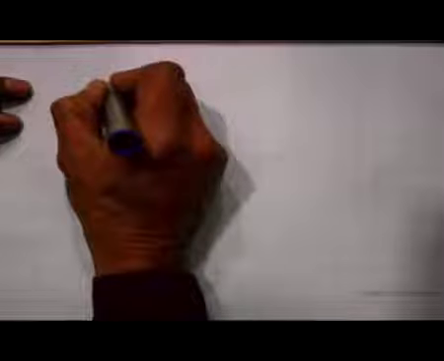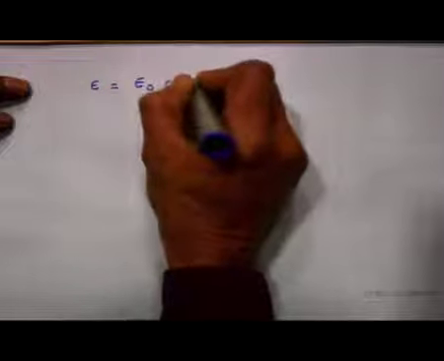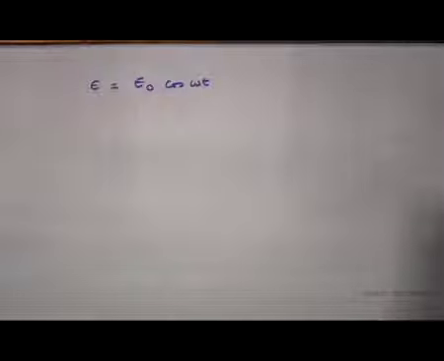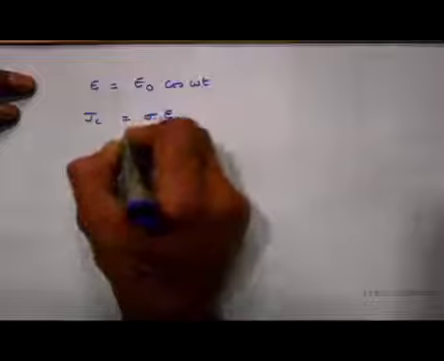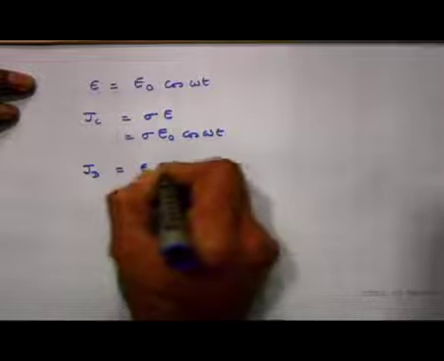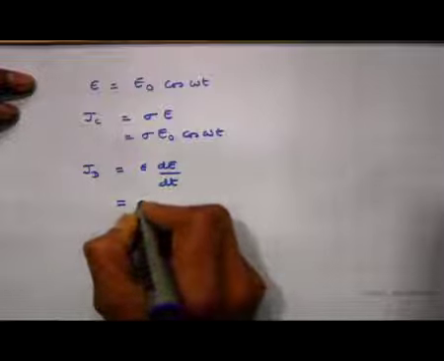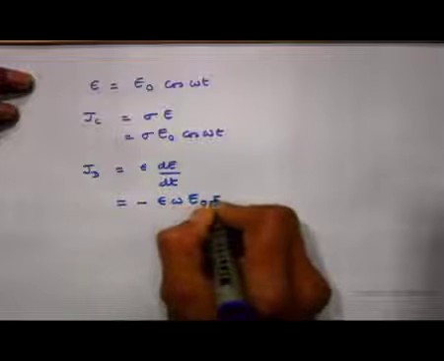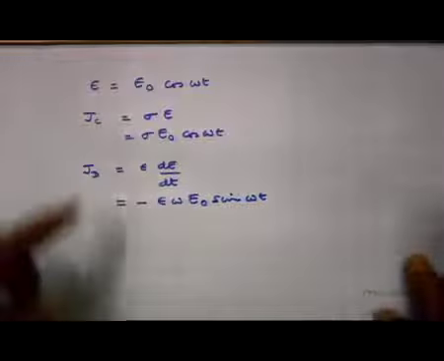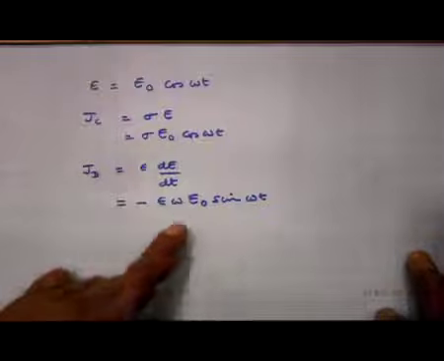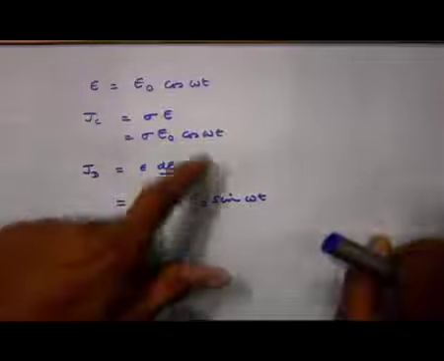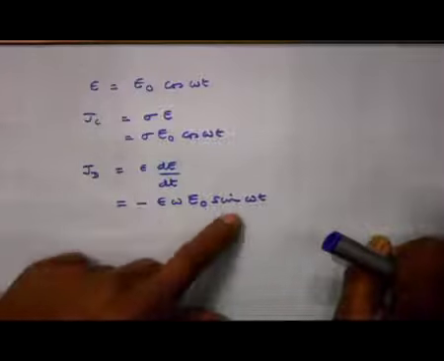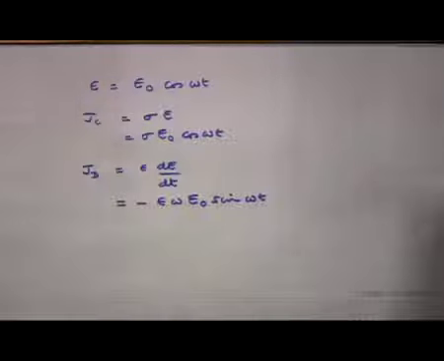Let me take an electric field which varies as E0 cos omega t. So, I have an electric field oscillating with time at frequency omega. The conduction current density will be sigma E, which is sigma E0 cos omega t. The displacement current density is epsilon dE by dt, which is minus epsilon omega E0 sin omega t. I differentiate with respect to time and get minus omega E0 sin omega t. The first thing you notice is that the conduction current density and the displacement current density are not in phase. There is a minus sign, and one is a cosine function of time while the other is a sine function of time.